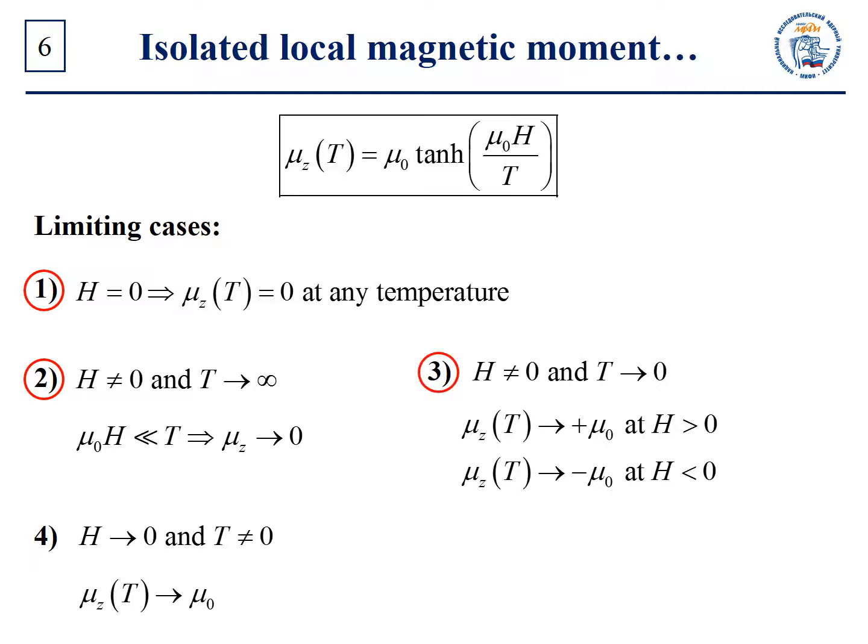The third limiting case. If the magnetic field is non-zero and temperature tends to 0, one has μz tends to plus μ0 at h greater than 0, and μz tends to minus μ0 at h less than 0. And finally, if the magnetic field tends to 0 and temperature is finite, one has μz tends to plus μ0.